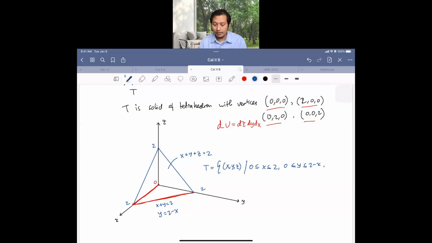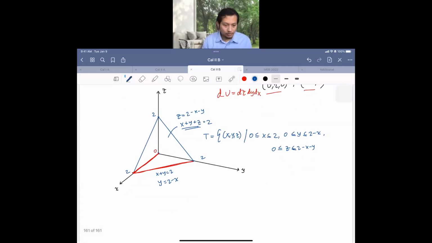And then z should be a function of two variables and start from z equals 0, this plane. So from the xy plane until our plane x plus y plus z equals 2, or we could write z as 2 minus x minus y, right? So z will be from 0 to 2 minus x minus y. Okay, I hope this can be understood.